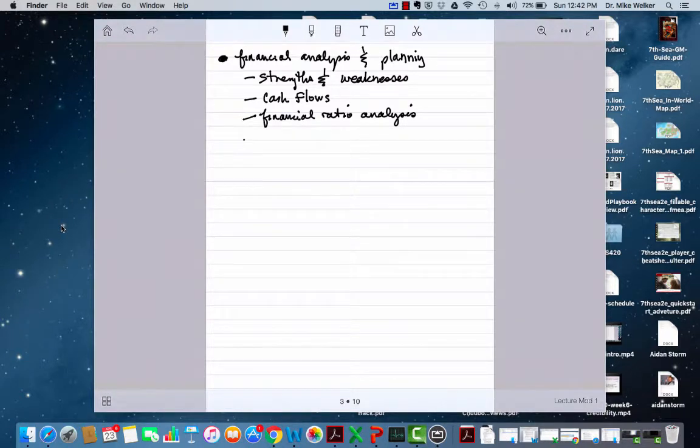We can also do trend analysis, looking at how the firm's strengths and weaknesses are changing across time. And we can do comparisons, right? You take the firm we're looking at that maybe we're managing, and we do comparisons with other firms.